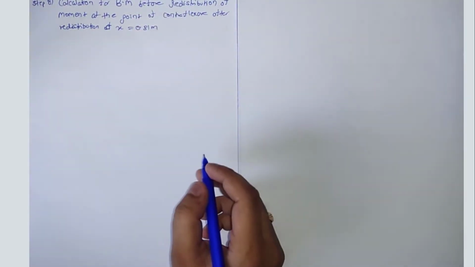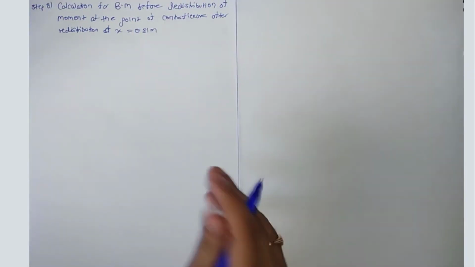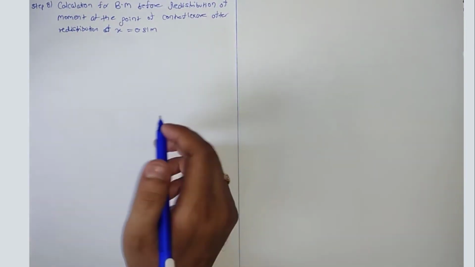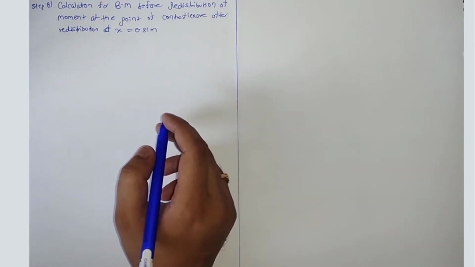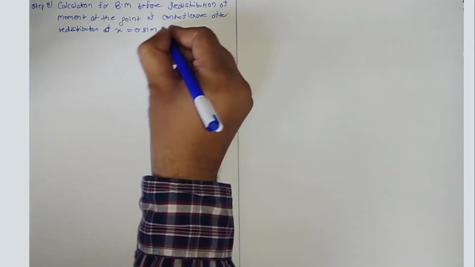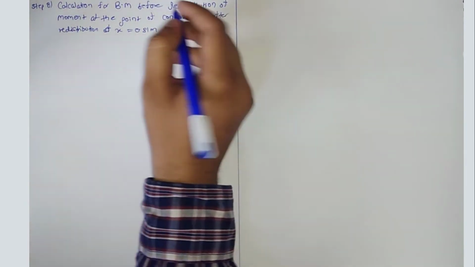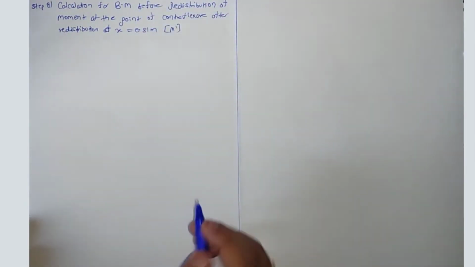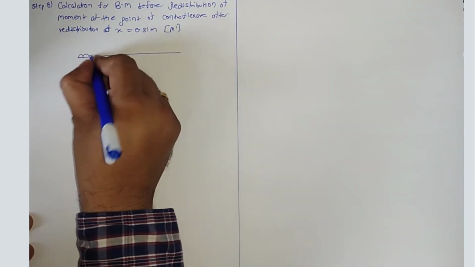So we need to calculate the maximum bending moment before redistribution but after the point of contraflexor after redistribution, that is in bracket called M dash. Okay, so now we will draw that given, that is A, this is your beam.